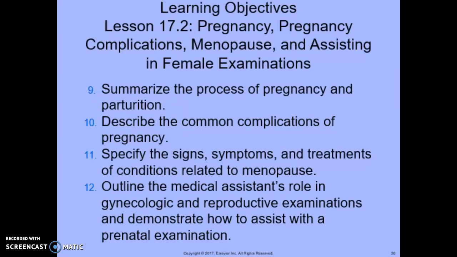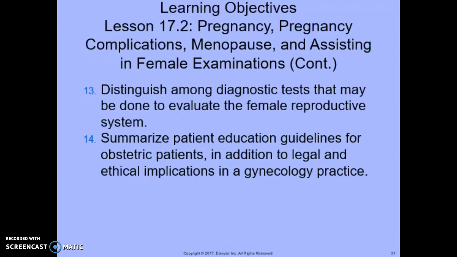Now we're going to go into the second part, 17.2, pregnancy complications, menopause, and assisting in female examinations. Here, we continue our objectives by distinguishing among diagnostic tests that may be done to evaluate the female reproductive system, and summarizing patient education guidelines for obstetric patients, in addition to legal and ethical implications in a gynecology practice.